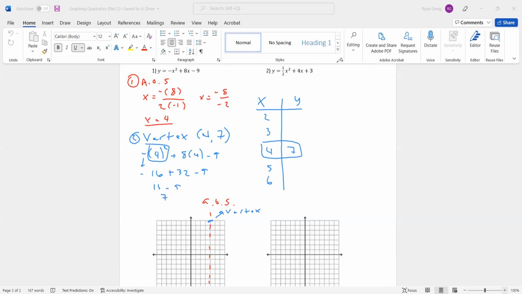I'm going to plug 2 in, so -2 squared plus 8 times 2 minus 9. 2 squared is 4 with a negative in front, so it's -4. 8 times 2 is 16, minus 9. -4 plus 16 is 12. 12 minus 9 is 3. Good news is I know that this is 3 as well. Those have to be equal. If you want to check it, you can, but for time's sake, I'm going to say that those are equal. And I'm going to do 3.